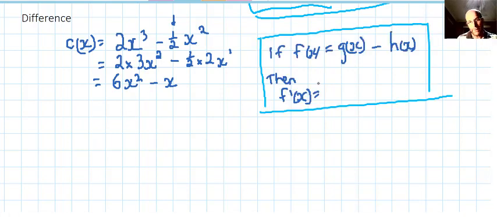Thus, if f of x equals g of x take h of x, f dash of x, the derivative, is g dash of x take h dash of x, which is essentially the same rule for sum and difference, barring the sign in the middle.